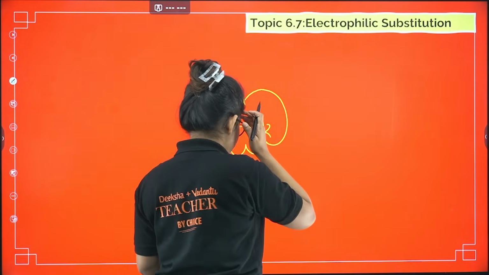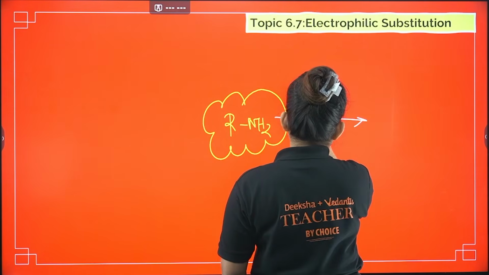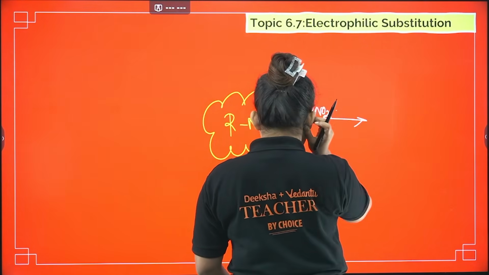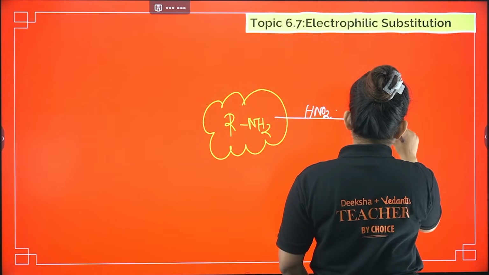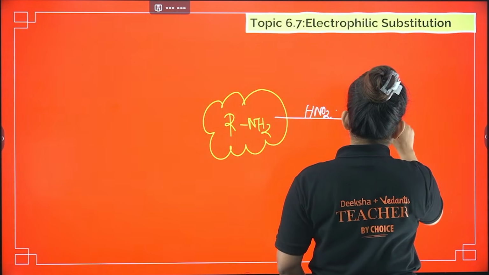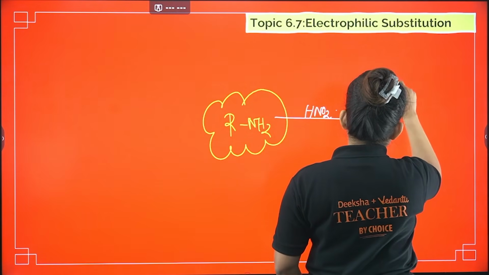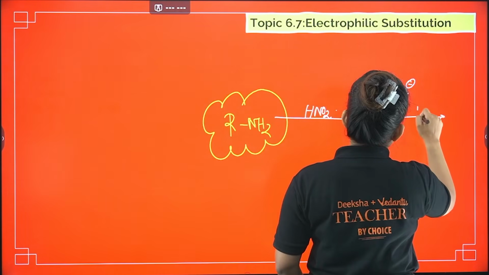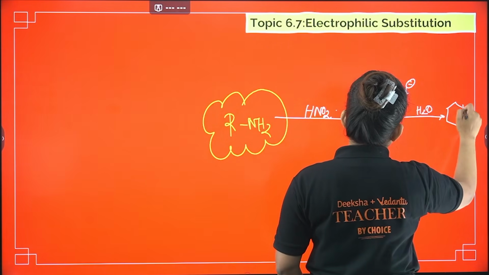Okay, so let's treat this first with HNO2, nitrous acid. If you treat this with HNO2, that will give you diazonium chloride, N2 plus Cl minus. Further, on being treated with water, you can get phenol out of it.